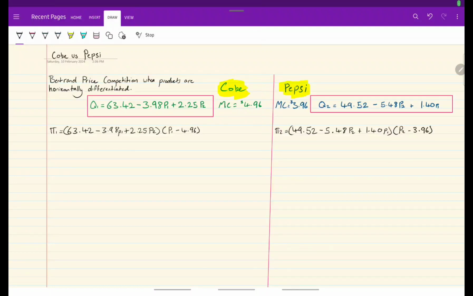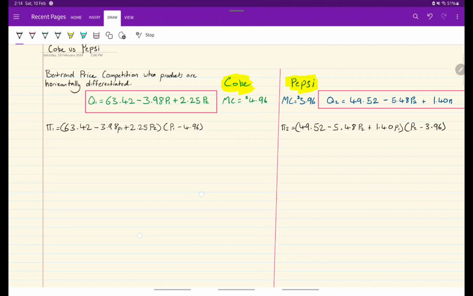Okay, we have Coke versus Pepsi for Bertrand price competition. Both their products are horizontally differentiated because obviously one is not absolutely better than the other. That would be vertically differentiated. There is some preference between customers here, so it's horizontal. Some might argue that Coke is absolutely better than Pepsi, but yeah. So we'll get this done.